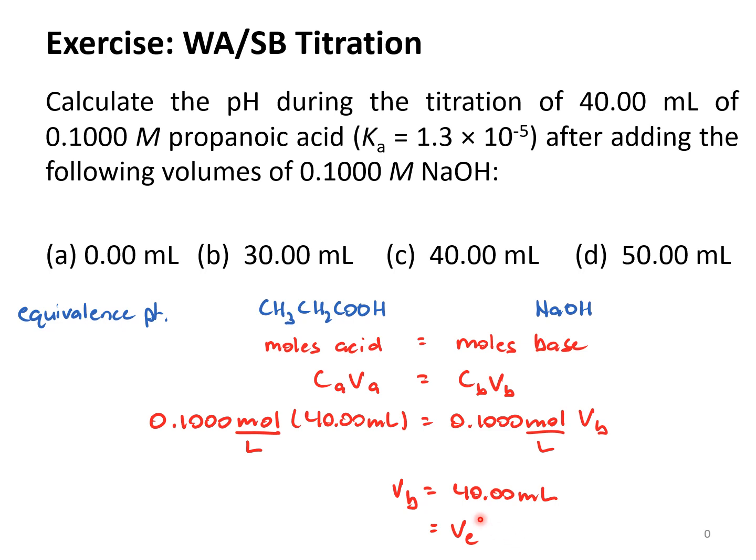So knowing the equivalence volume of 40 mL, we can now see that in this titration, with 0 mL of sodium hydroxide added, this is simply a weak acid problem. At 30 milliliters of sodium hydroxide added, this is just a buffer. And at 40 milliliters, which is the equivalence point of the titration, this is simply a weak base problem, since we've converted all of our weak acid into its conjugate base, propanoate. And at 50 milliliters of sodium hydroxide added, we have excess hydroxide, since we have passed the equivalence point.